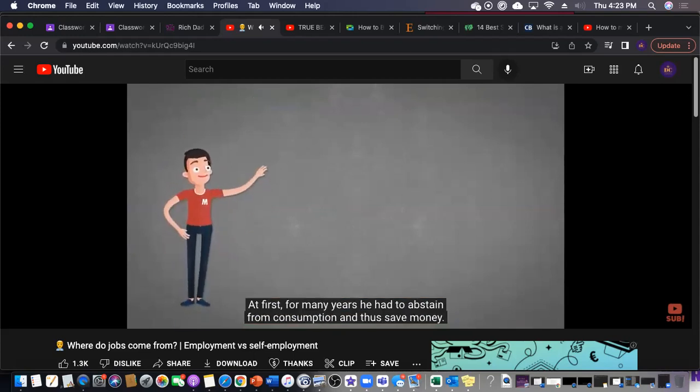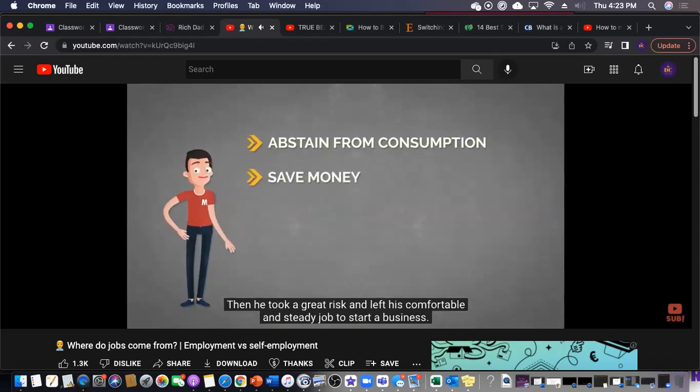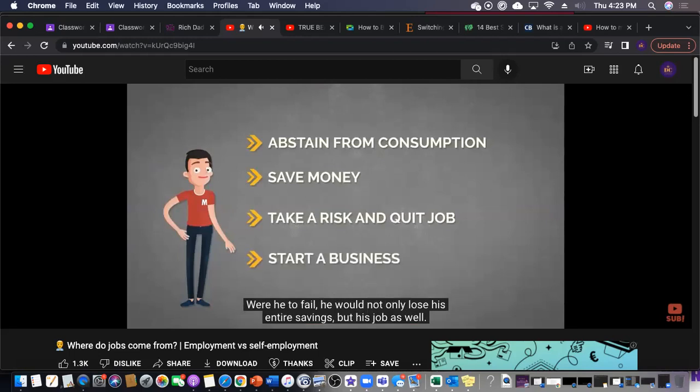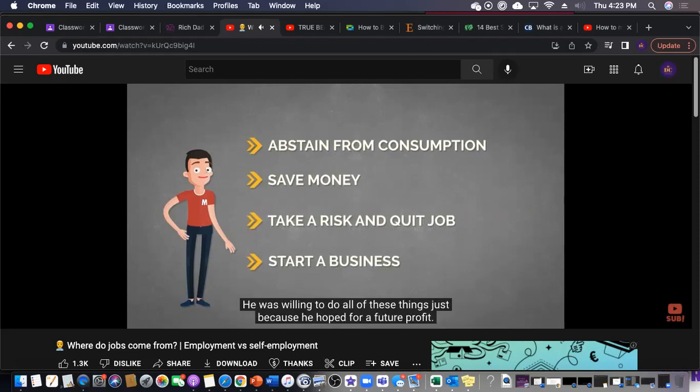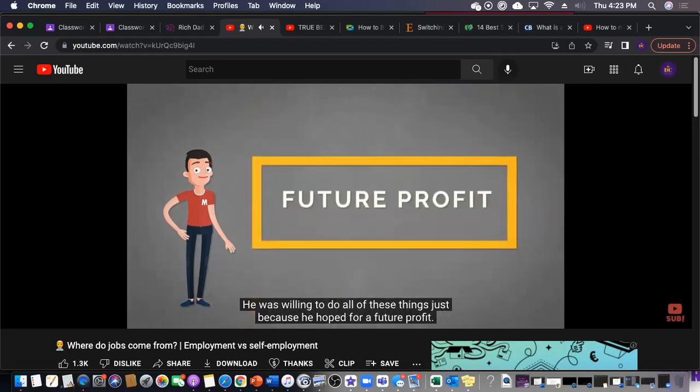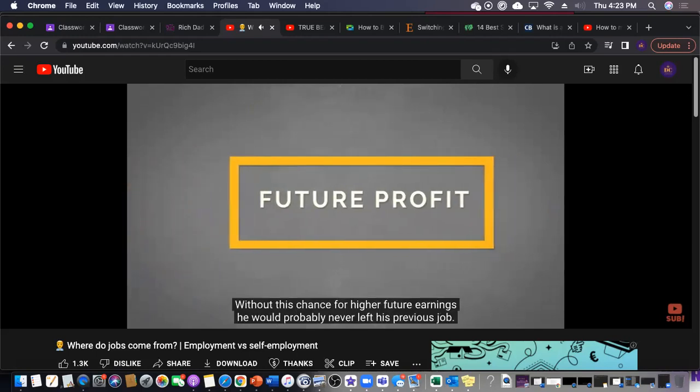At first, for many years, he had to abstain from consumption and thus save money. Then he took a great risk and left his comfortable and steady job to start a business. Were he to fail, he would not only lose his entire savings, but his job as well. He was willing to do all of these things because he hoped for a future profit. It was this very hope that kept him going. Without this chance for higher future earnings, he would probably never have left his previous job.